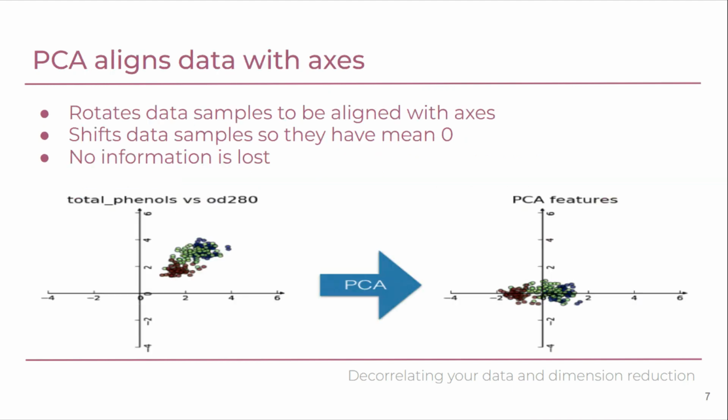In this first step, PCA rotates the samples so that they are aligned with the coordinate axes. In fact, it does more than this. PCA also shifts the samples so that they have mean 0. These scatter plots show the effect of PCA applied to 2 features of the wine dataset. Notice that no information is lost. This is true no matter how many features your dataset has.